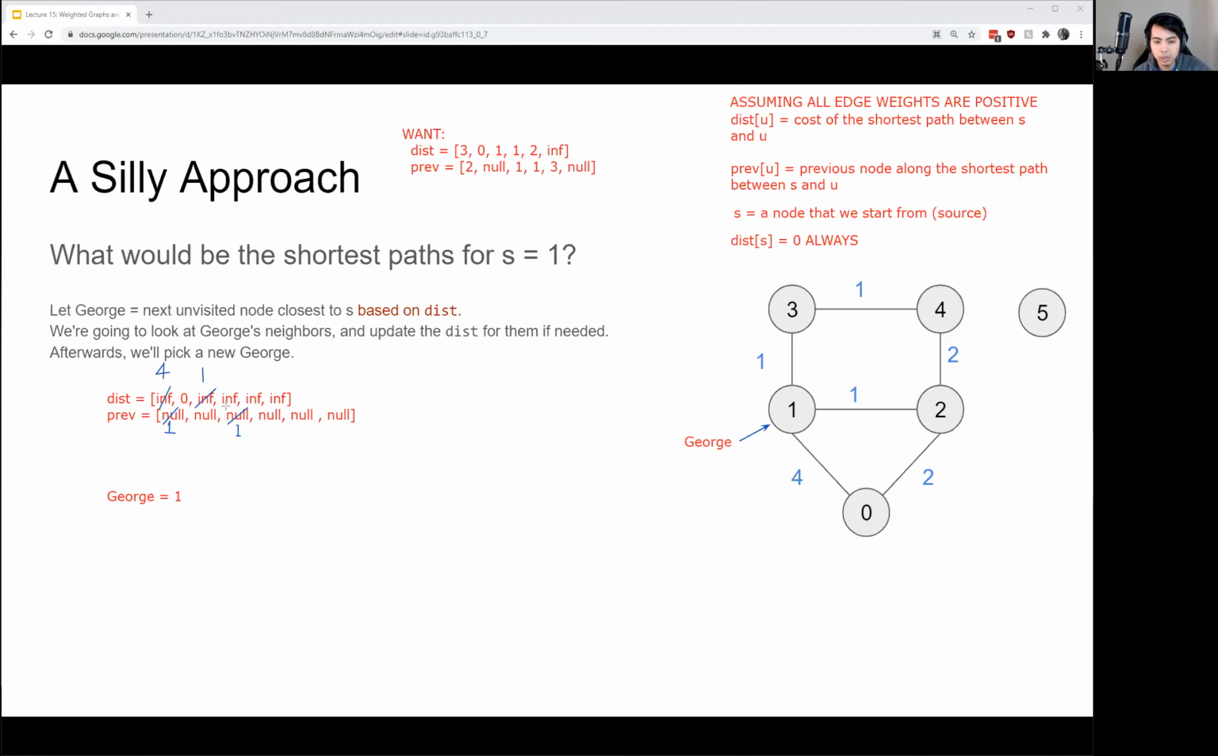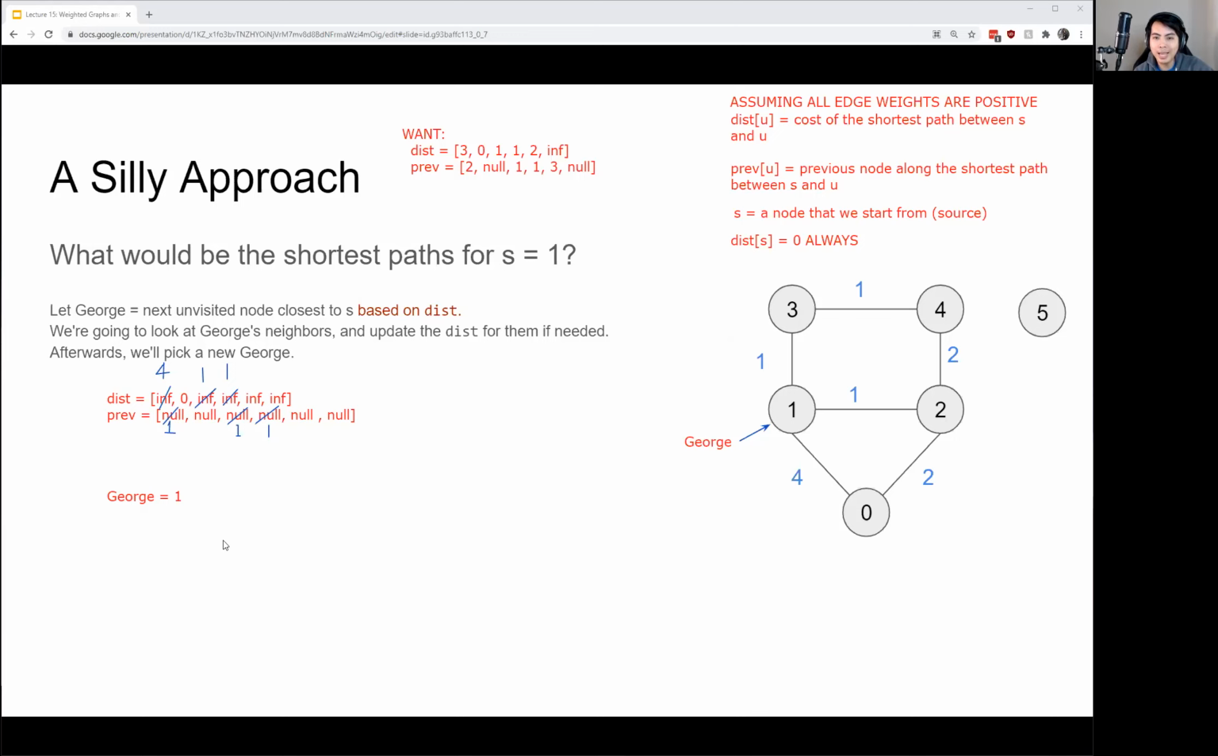Now, the last thing we do here is update the last of George's neighbors, in which case we change index 3, which represents the cost to get from 1 to 3, to 1, because we know we can just take this edge directly. And we can update the node we visited right before we got to 3 as 1 as well. Okay, so that was the first George.